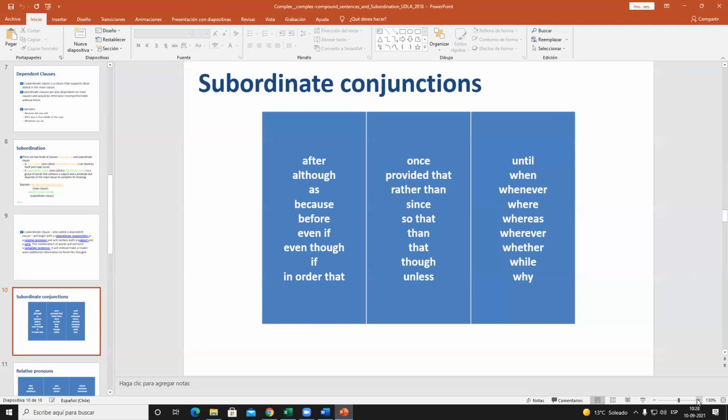Its name is subordinating conjunction. Another important and interesting thing is that we have WH words. What do I mean by that? I mean the presence of when, whenever, where, whereas, wherever, whether, while, and why. Those are WH words because they are written with WH at the very beginning.